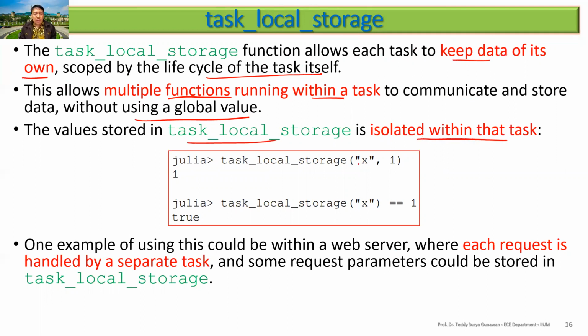So task local storage x equal to 1. Then task local storage x gives 1. Yes, it is true, the same result. So for example, if we are using a web server, we have the server listening to one port, then some request comes in, and then some output is returned. There's a request to the web server, for a directory or something, then it will give you the output. So each request is handled by a separate task.